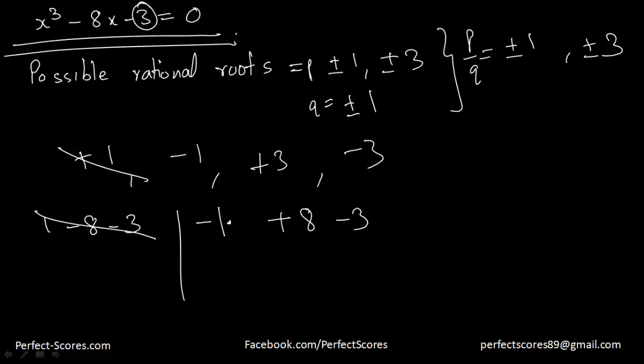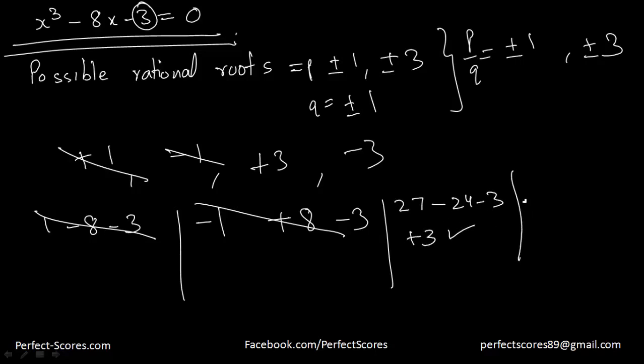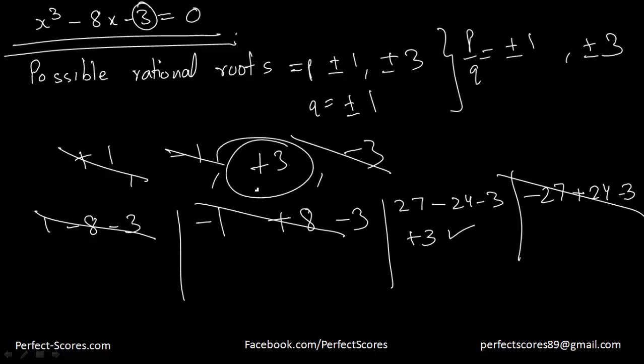So this is not working. That means negative 1 is gone. Let's try positive 3. 27 minus 24 minus 3. Well, yes, positive 3 is a root. And let's try negative 3. Negative 27 and positive 24 and negative 3. That is not working. That means only positive 3 is the rational root.